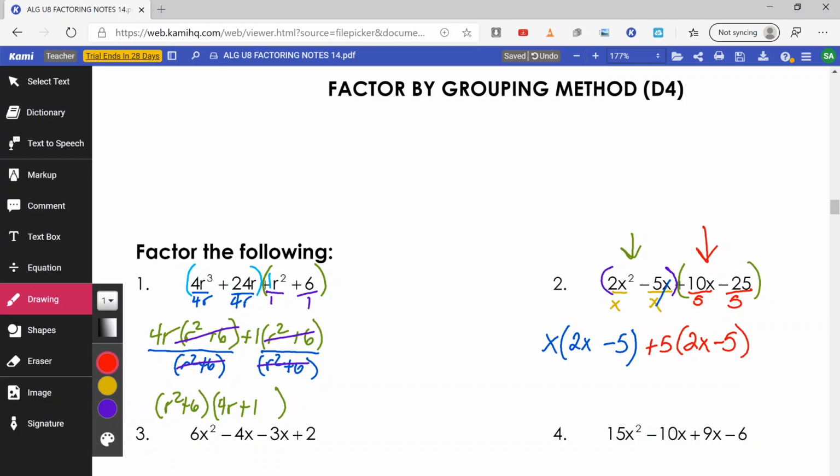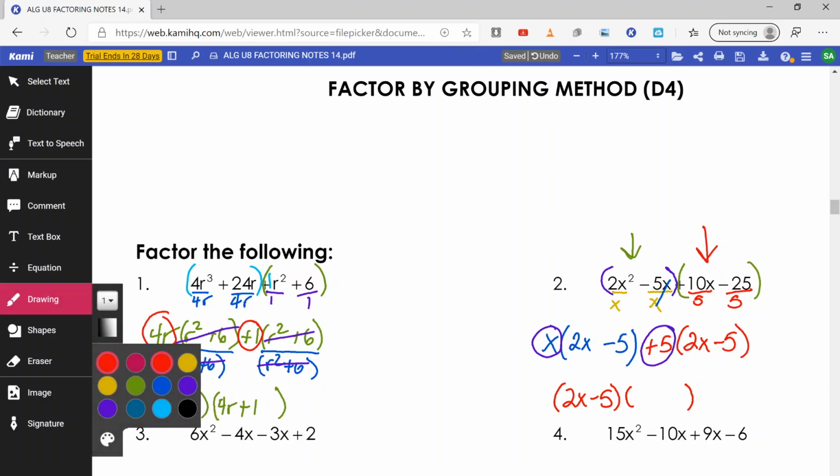Notice now again that we have the same thing in parentheses on both sides of the plus sign, so we can divide that off. So we have 2x minus 5, and whatever is left will go in parentheses. Now notice over in number 1, the second parentheses, we had 4r plus 1. We're going to end up with the same thing. Whatever we have on the outside of parentheses here will be what goes inside the parentheses. So here we have x plus 5. So inside we have x plus 5. And that is grouping.